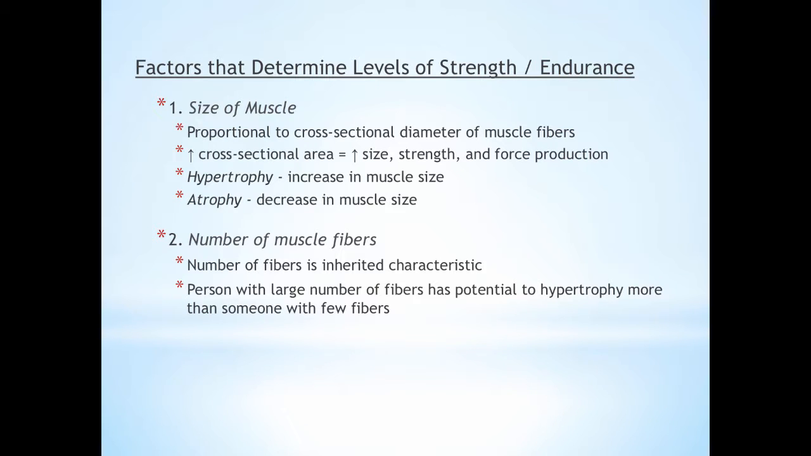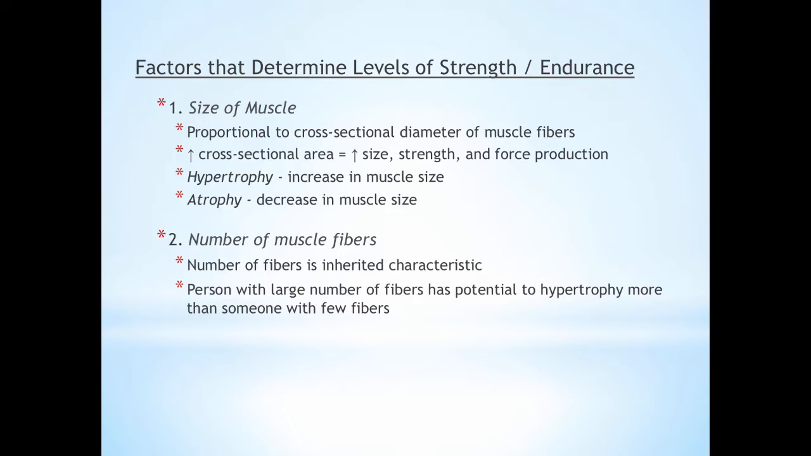So a number of things determine the levels of strength and endurance. So the size of the muscle, this is kind of a gimme. That's proportional to the cross-sectional diameter of the muscle. As you have a greater cross-sectional area, you have greater size, you have greater strength, and greater force production. Kind of makes sense. Somebody with big muscles is probably going to lift more weights than somebody that has smaller muscles. So hypertrophy is an increase in muscle size. Atrophy, as we know, is a decrease in muscle size.